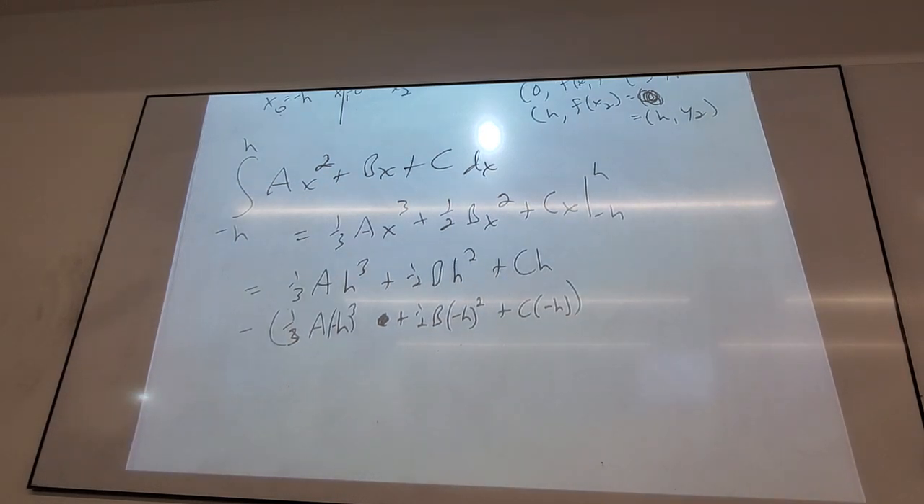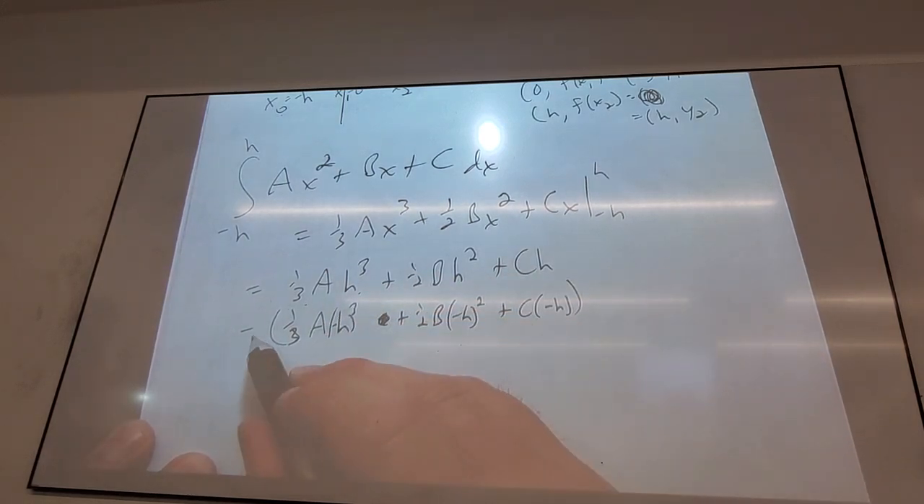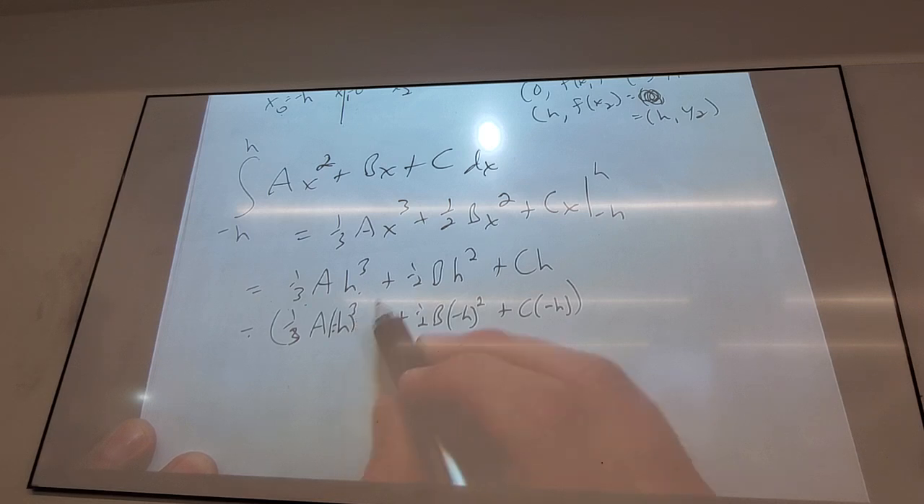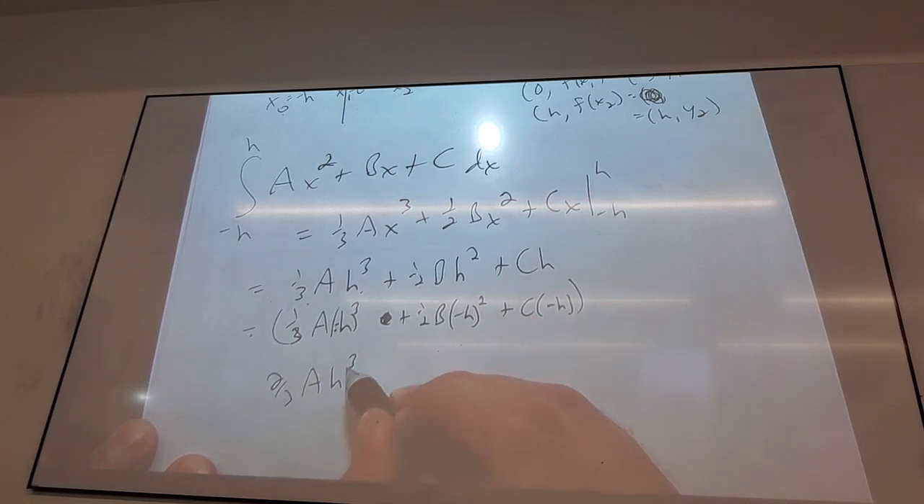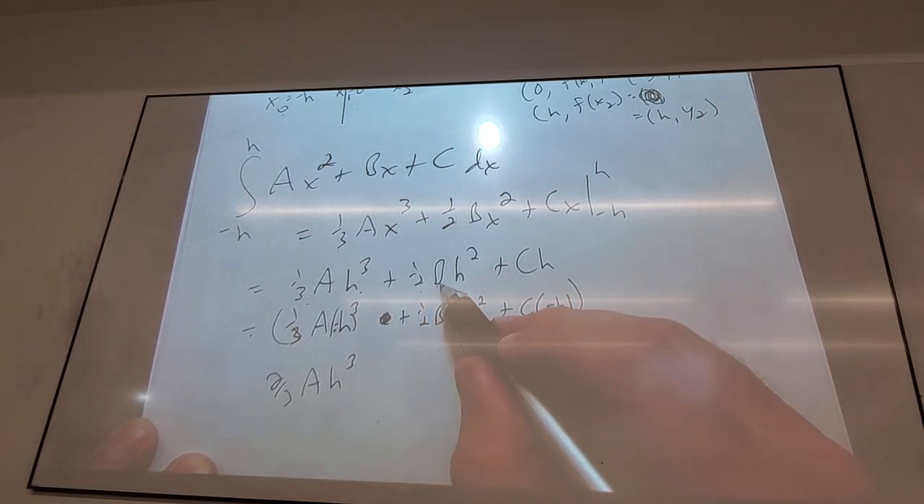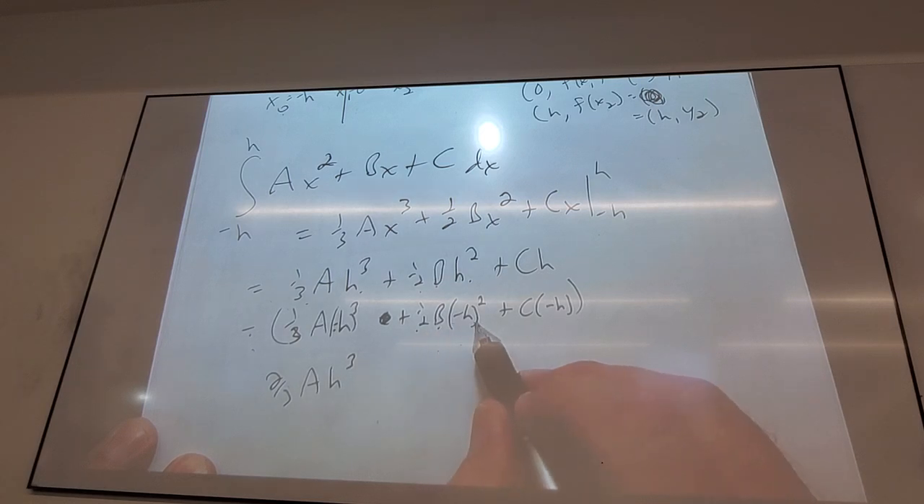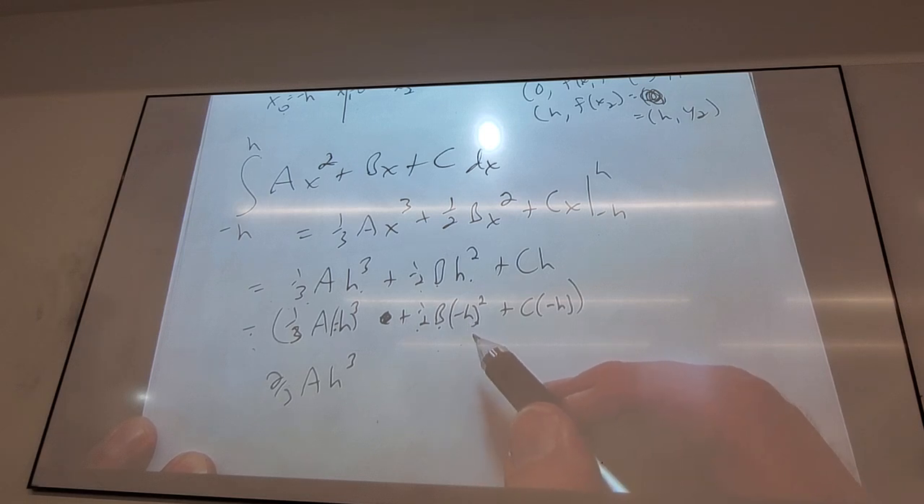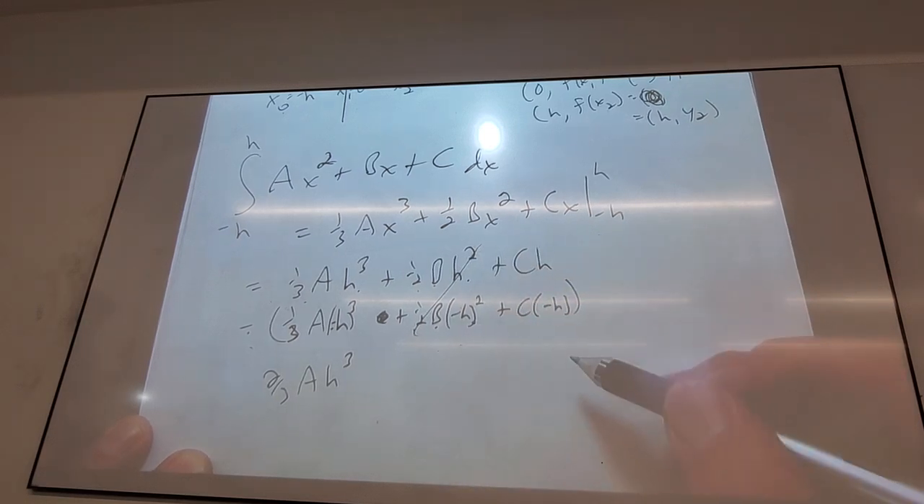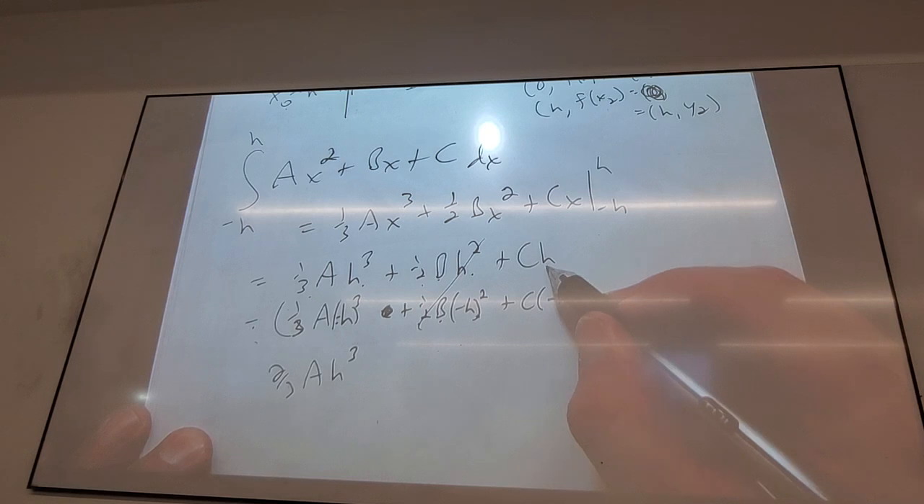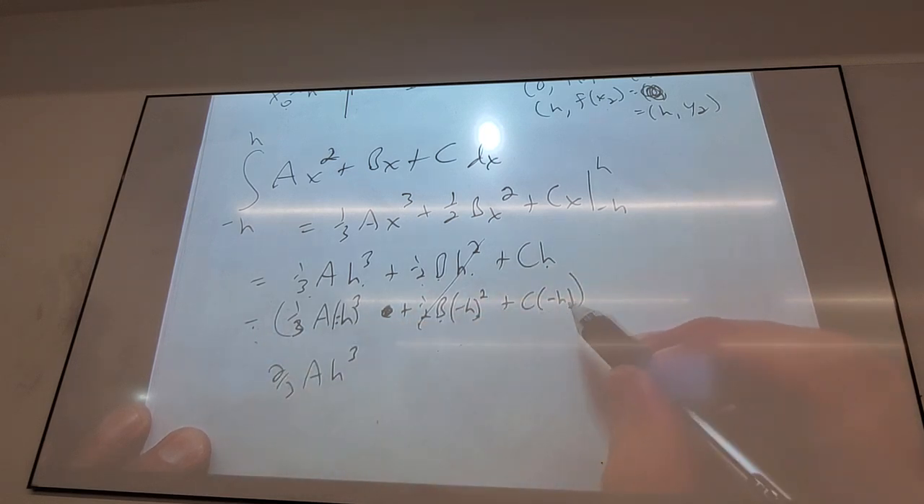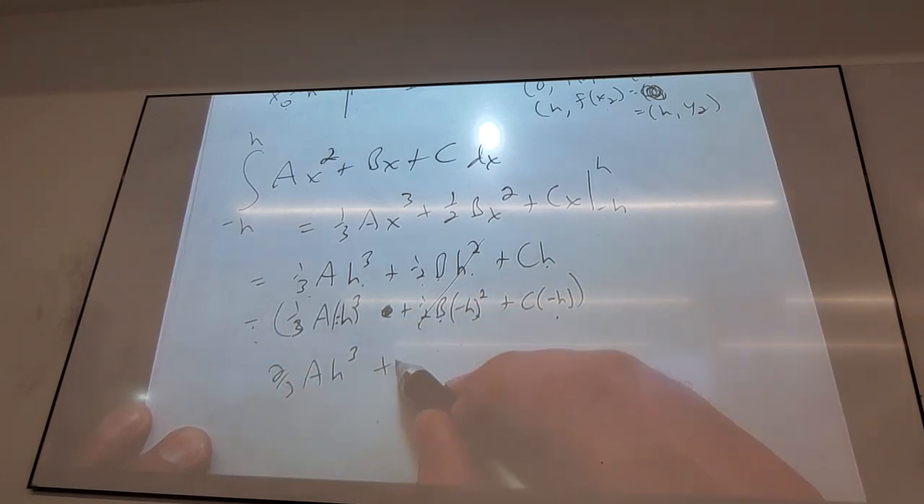Plug in h minus plug in negative h. This is 1/3 ah cubed minus negative 1/3 ah cubed. Yes, the cube makes it negative still. So this is 2/3 ah cubed. Is that cool? This is 1/2 bh squared minus 1/2 bh squared. Yes, the square kills the negative. So these go away. And this will be ch minus negative ch, which is plus 2ch.